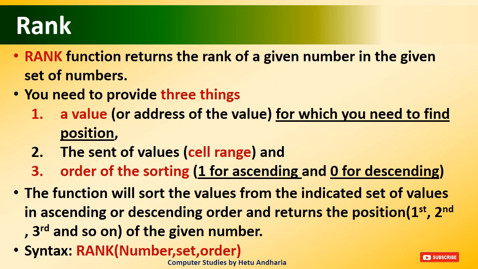So which order will you select? 1 or 2? Sorry, 1 or 0? You have to select 0. Otherwise your ranking will start from the bottom. That is why, remember this thing. Now, the function will sort the values from the set of values in ascending or descending order and return the position, first, second, third, or actually what is the position of the given number. The syntax is RANK, number, set and order. So practically we will do this thing.